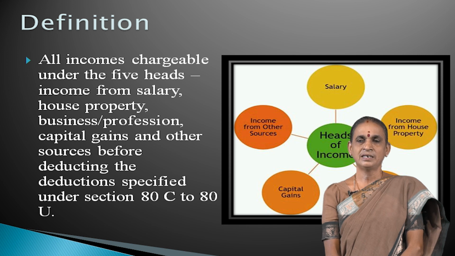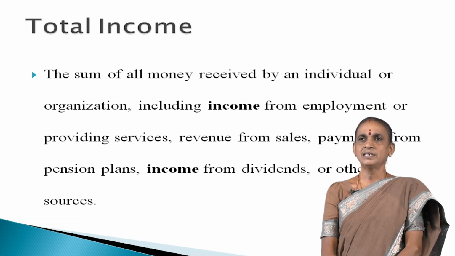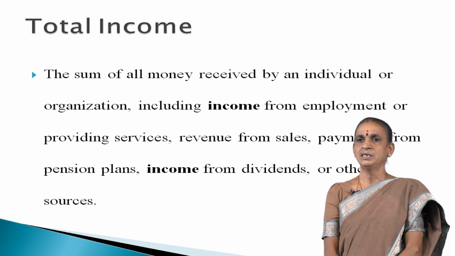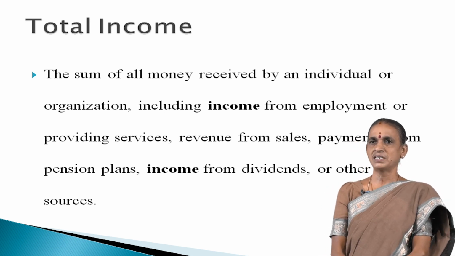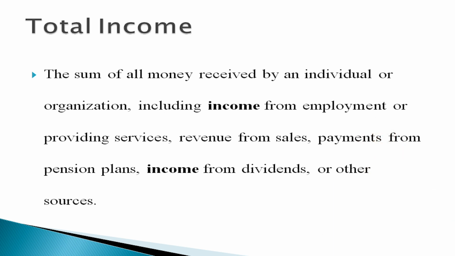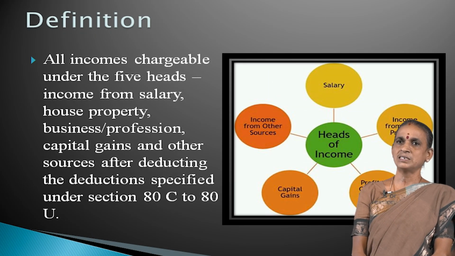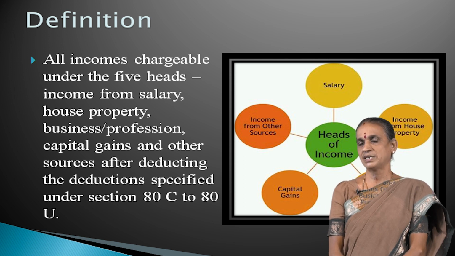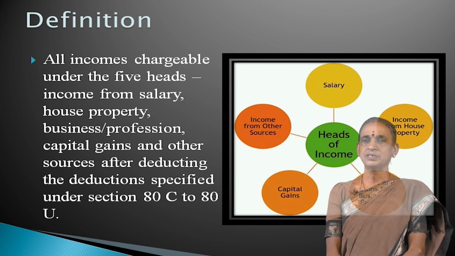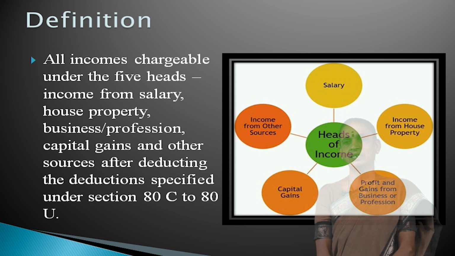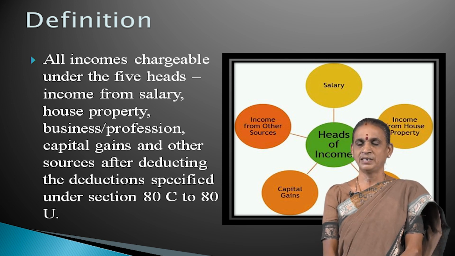Now we can see the definition of total income. Total income means all sums of money received by an individual or an organization, including income from employment or providing services, revenue from sales, payments from pension plans, income from dividend or other sources. All income chargeable under the 5 heads: income from salary, house property, business or profession, capital gain and other sources, after deducting the deductions specified under section 80C to 80U of the Income Tax Act.